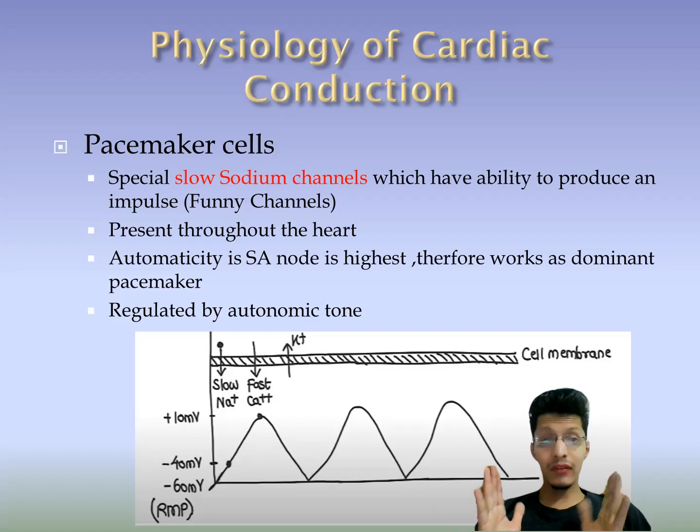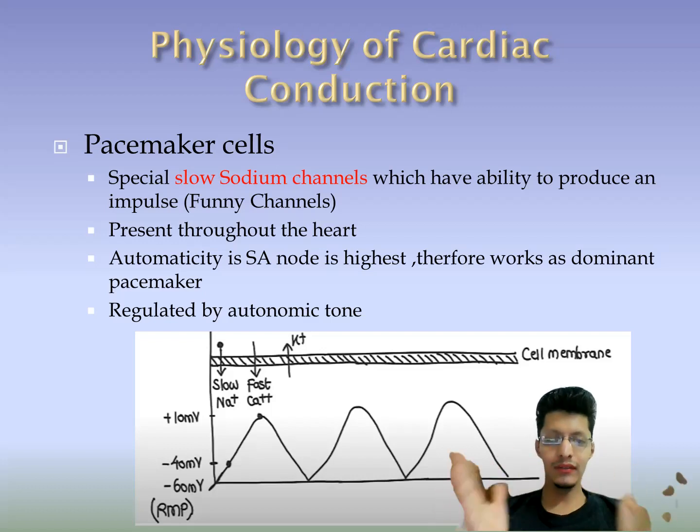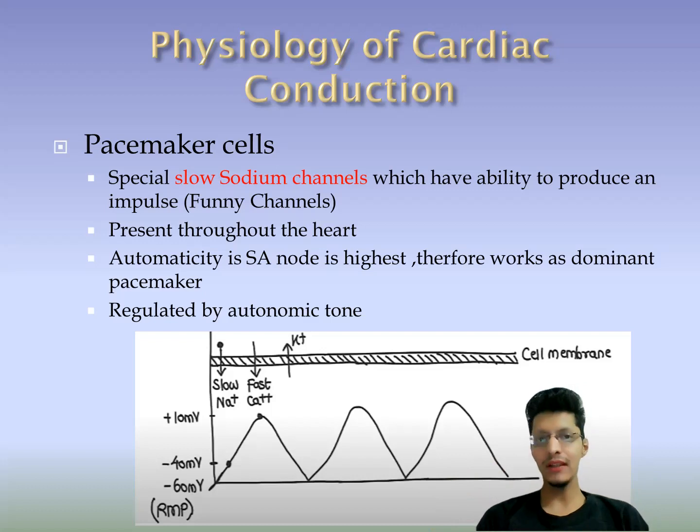So now, any cardiac tissue has two types of cells. One is the pacemaker cells and the other is conduction cells. So these pacemaker cells are present throughout. They are present in the SA node, in the AV node, in the bundle of His, and in the Purkinje fibers.